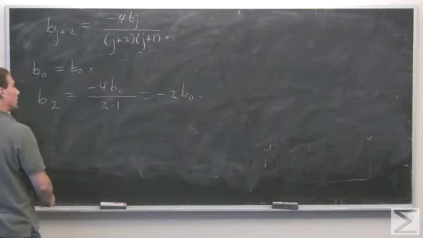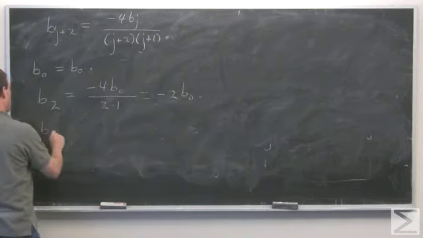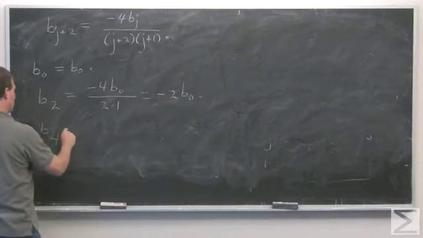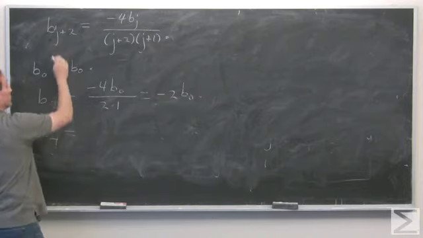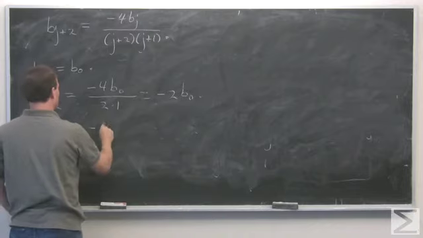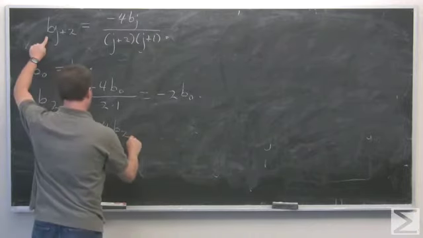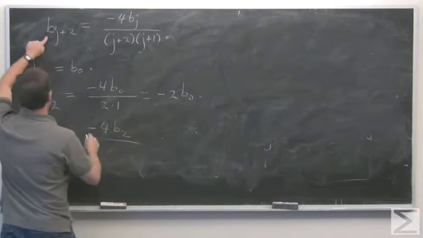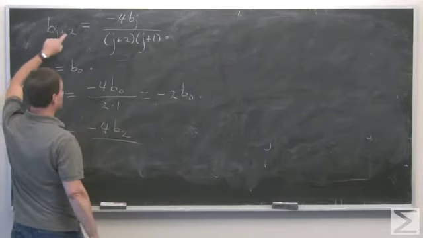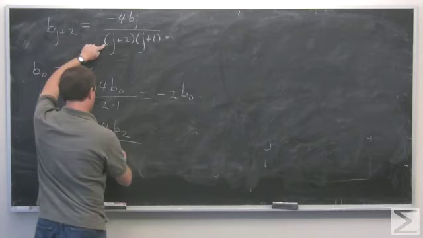Okay. What's b sub 4? B sub 4 is what you get when you plug in j is 2. So you get minus 4 times b sub 2 over 4 times 3.